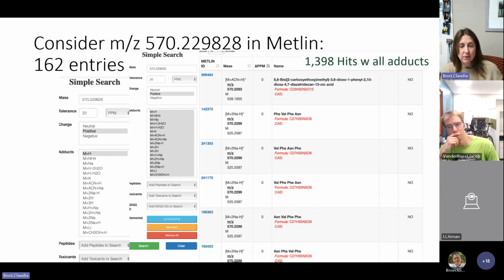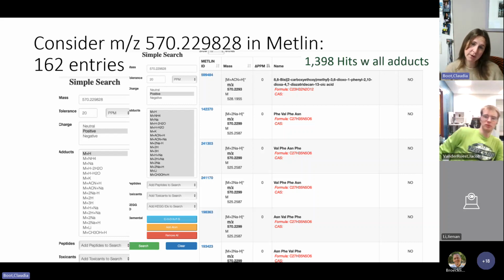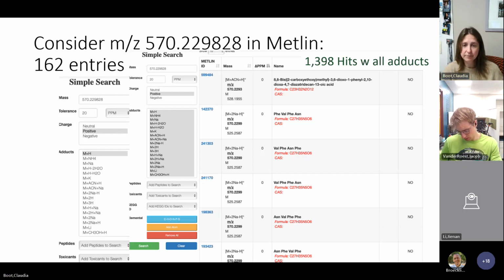So for example, if you had an M over Z that's 570, and you searched that in a mass spec database, for just adducts that are M plus H, you might end up with 162 options of what molecule that might be. And you may want to narrow down that unknown to something smaller.